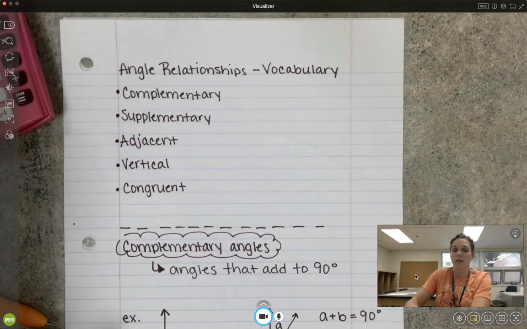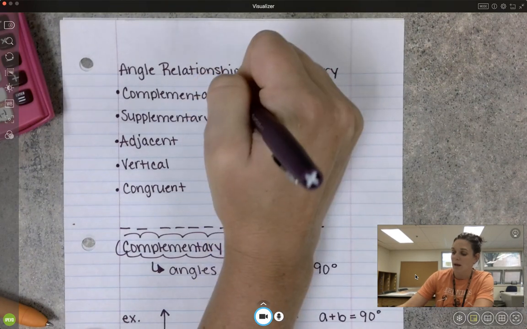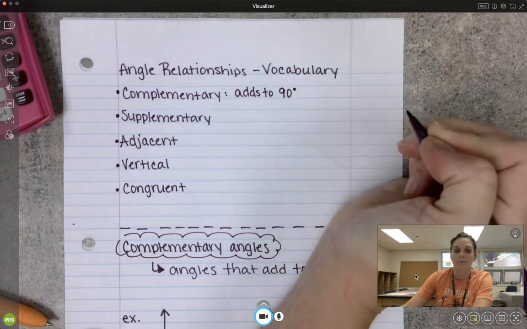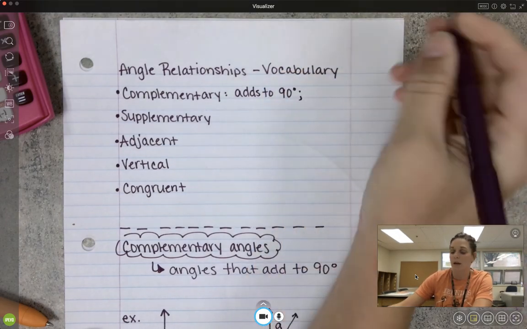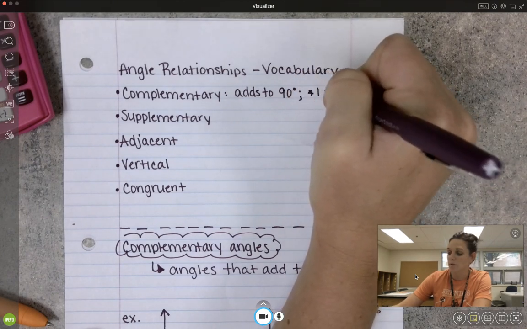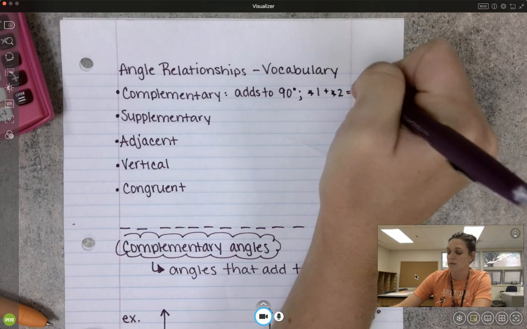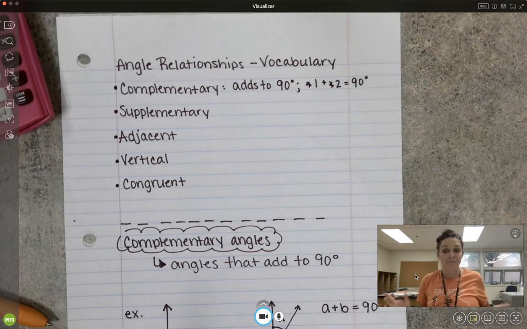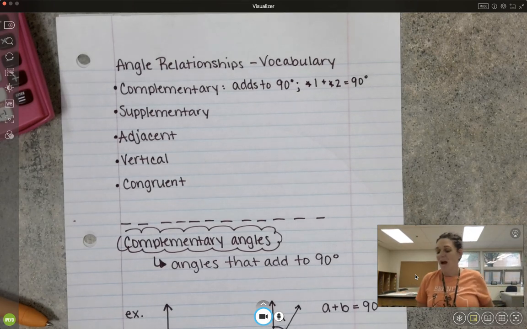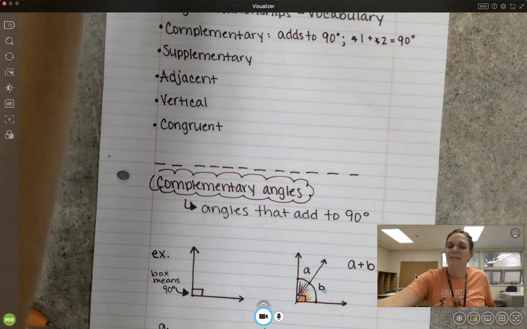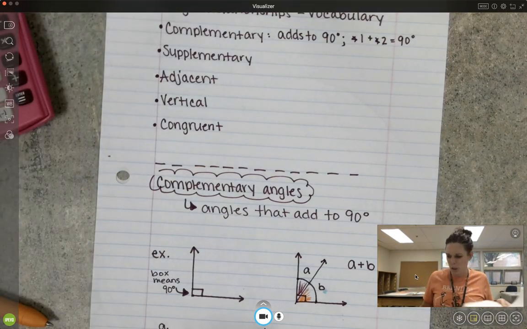All right, so up here in the vocabulary, we're going to say adds to 90 degrees. Then we're going to put a little colon there, and we're going to say angle 1 plus angle 2 equals 90 degrees. So that is our format for learning about the angles. All right, yay, step 1 done. It's really easy to see complementary. You see the box, you know it's 90, you got right angle, right angle, right angle. You guys got this. This next one, I think it hurts your brain.